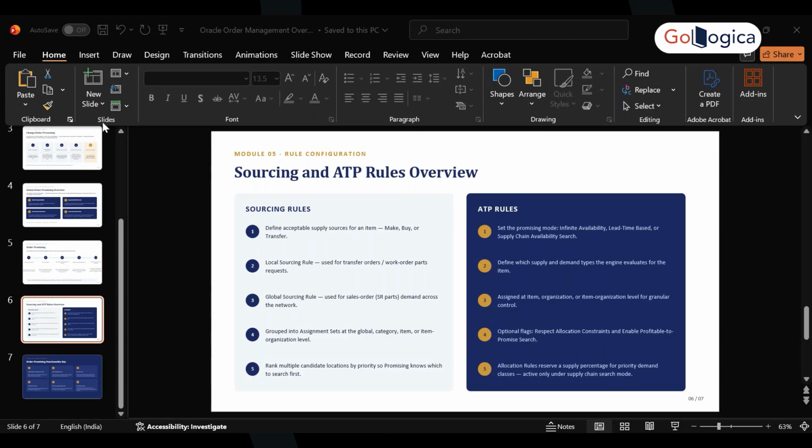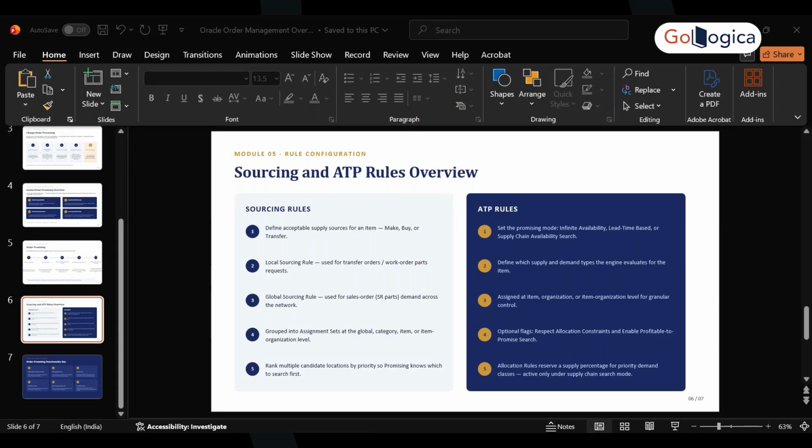Now we come to the ATP modes. What are the ATP modes? Oracle supports multiple ATP calculation modes, in which the first one is infinite availability. In this mode, Oracle assumes unlimited inventory availability. The system does not verify actual stock before confirming the order.